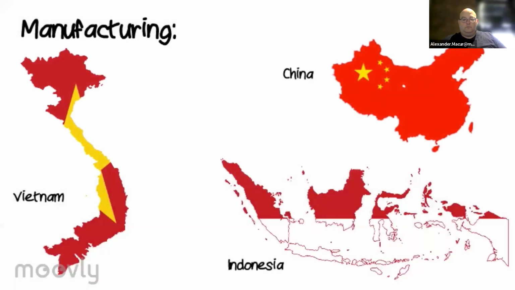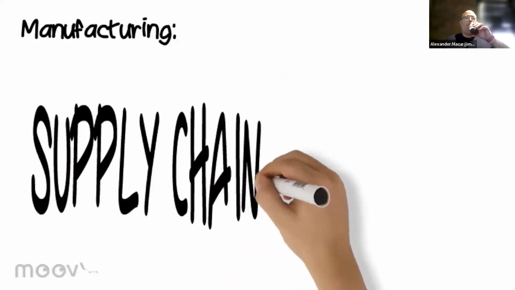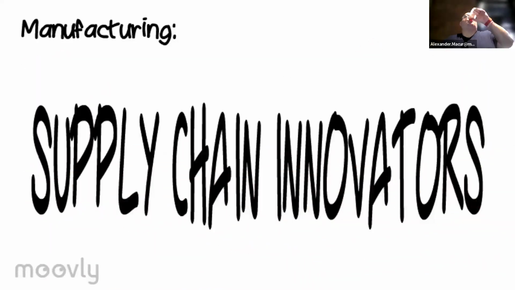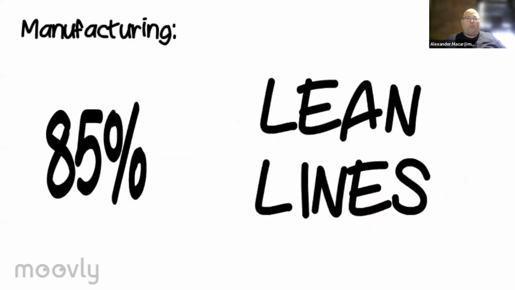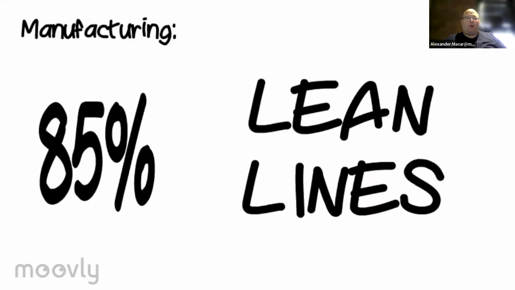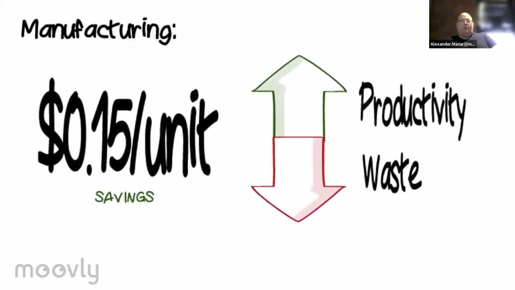In terms of innovation, Nike is one of the pioneers of the industry-defining manufacturing outsourcing strategy. It is now exploring innovative ways of manufacturing so it can customize products on an unprecedented scale. In fact, 85% of Nike's footwear products are manufactured on lean lines, a new manufacturing process that delivers an additional savings of 15 cents per unit through better labor productivity and lower waste.